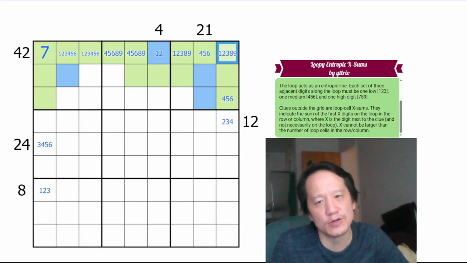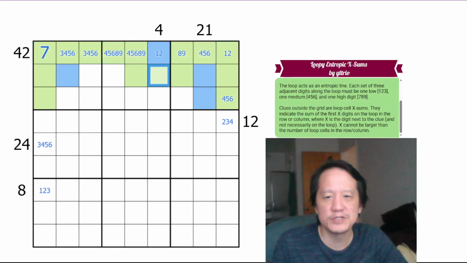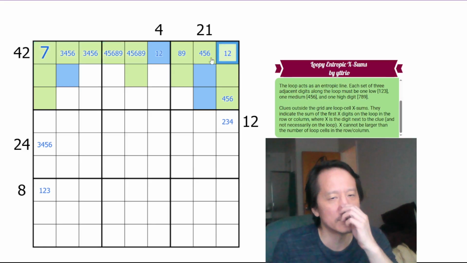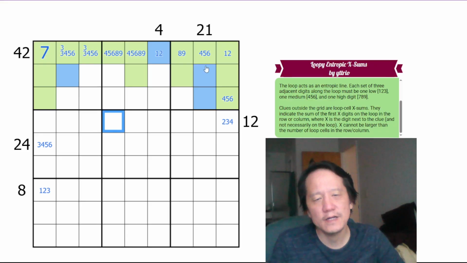So this cannot be 1 or... This then must be the other 1 or 2 because we're counting the first 7 digits. Therefore, this must be 3. This can't be 1, 2, or 3. This is 8 or 9. Therefore, this is 1 or 2. So we're counting the first 7 digits on the loop. This doesn't have to be on the loop, actually. But this does have to go here, fills out all these. These add up to 42. And 1 or 2 is not added to that. So this is 3. This is 1, 2.